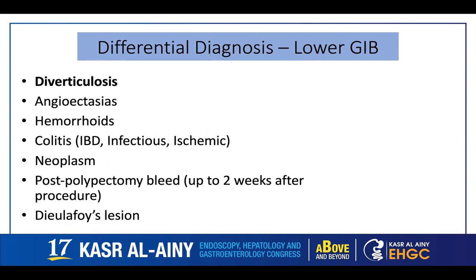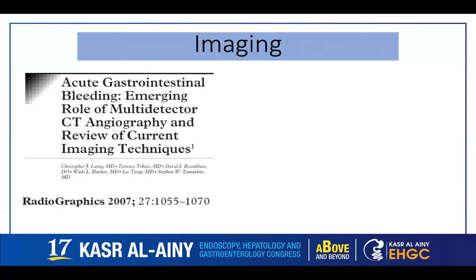For a patient who has lower GIT bleeding, the differential diagnosis will be diverticulosis, which is the most important cause. Other causes are angiodysplasia, hemorrhoids, colitis. So these are other rarer causes of bleeding for a lower GIT bleeding.